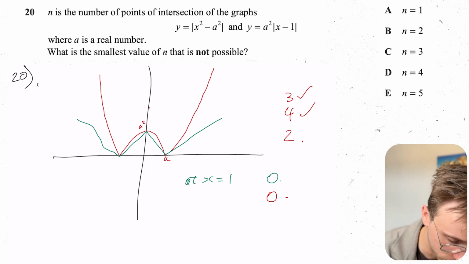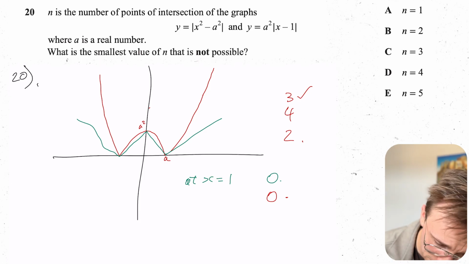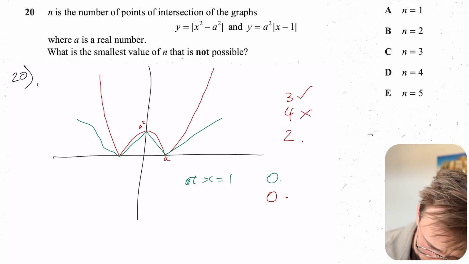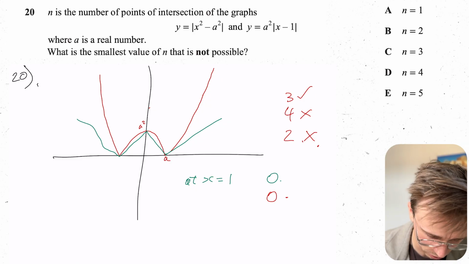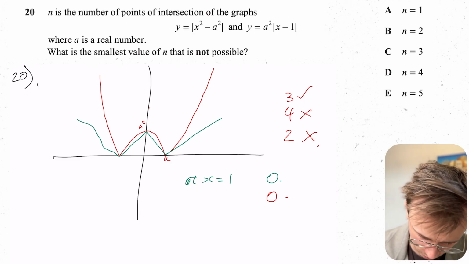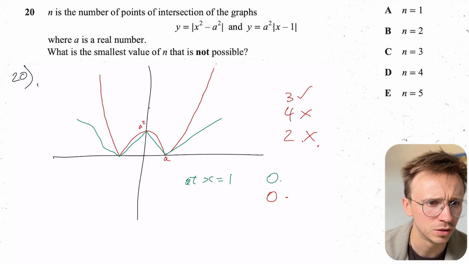Well, so I can't get 4. It's got to be an odd number. So I can't get 4 and I can't get 2. Because of symmetry, I've got that one at 0, and by symmetry I have to have the other ones. So it's 2. Unless I can't get 1.